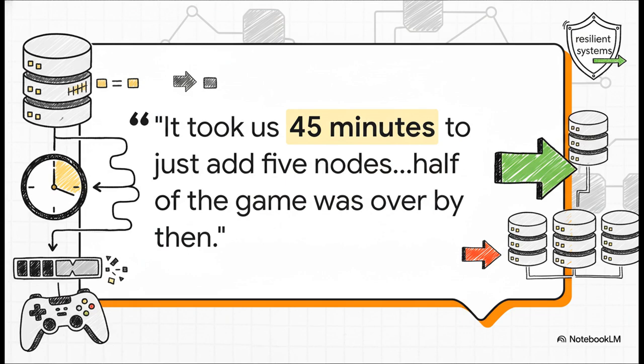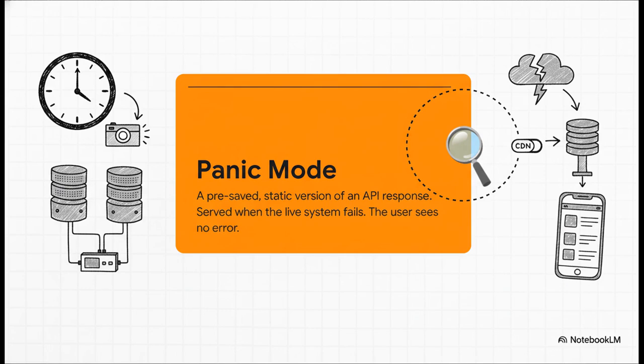This is exactly why you can't just rely on auto-scaling. As one engineer pointed out, when a database hit 100% capacity, it took them 45 minutes just to add 5 more servers, or nodes, to the system. By then, half the match was already over. You can't be reactive. You have to scale everything up before the game even starts, all based on really careful planning.